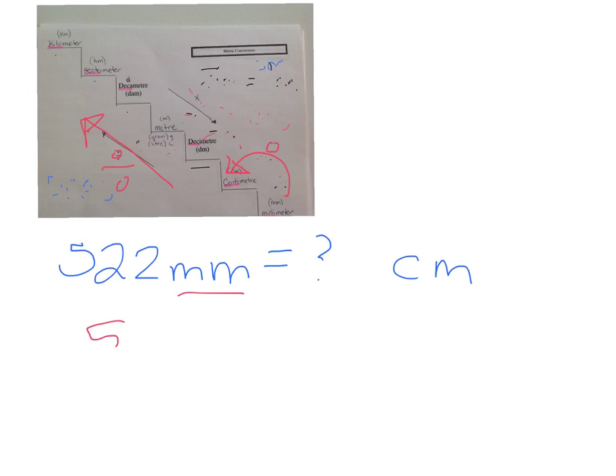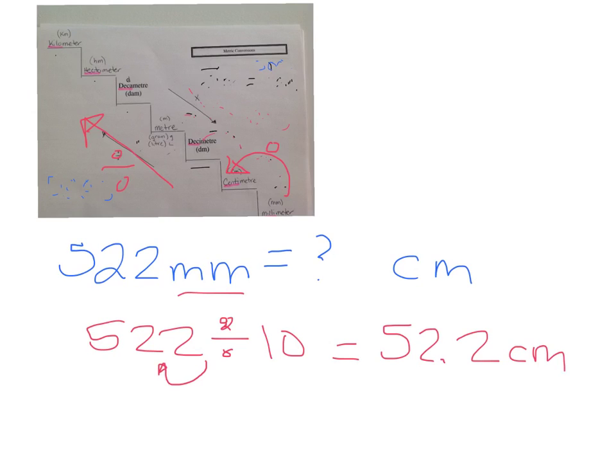We're going to go 522 divided by 10 because our step only had 1 0. And this is again where we use our mental math and we take that decimal and we're going to move it over once to 52.2, and that's our centimeters.